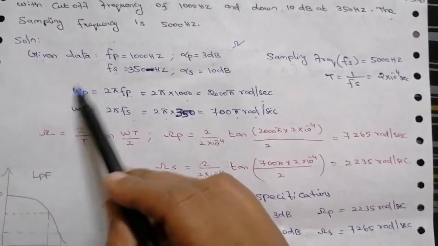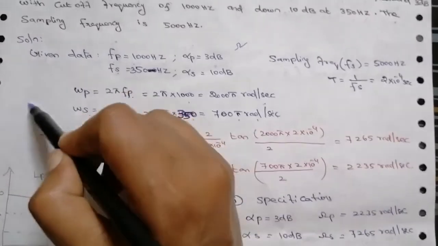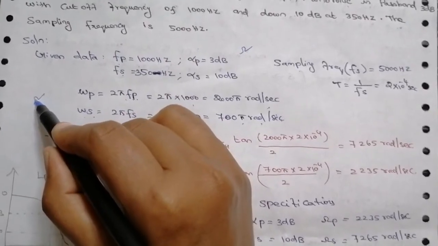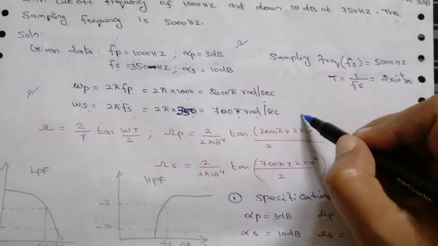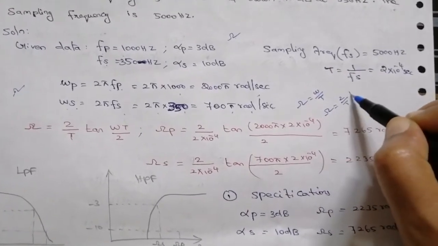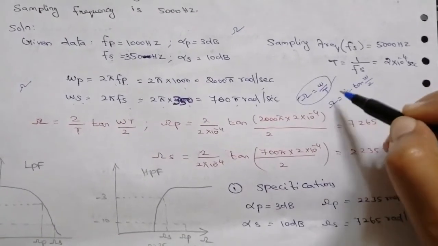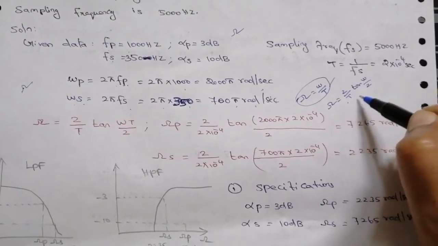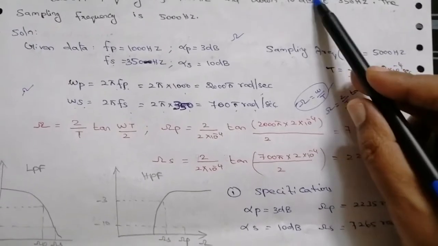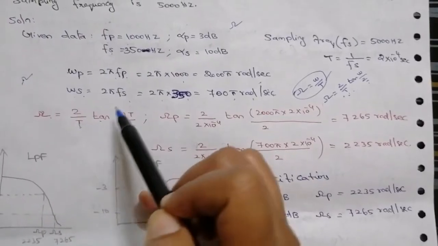Hertz is converted to radians per second. Omega is the representation of the digital filter, but our formula uses the analog filter representation, sigma. To convert omega to sigma, we have two formulas. One is sigma equal to omega by T. Another is sigma equal to 2 by T tan of omega T by 2. The first is suitable for the impulse invariance method. The second is suitable for the bilinear method because it is used for high frequency. It's a high pass filter, so we choose the second formula.